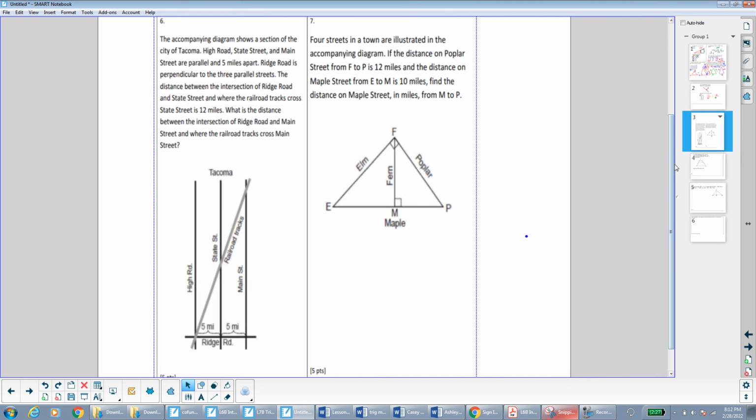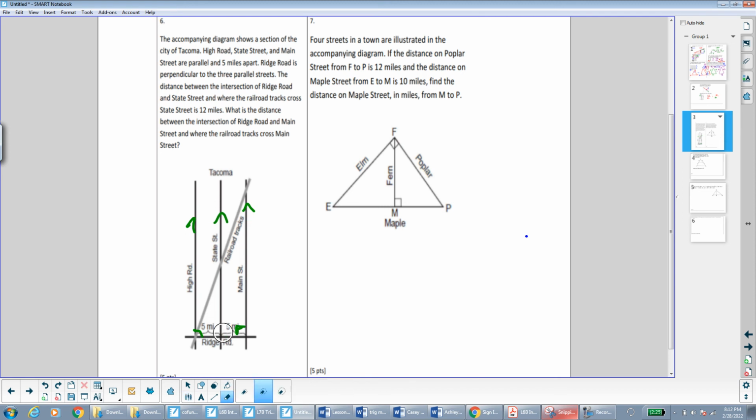Okay. The accompanying diagram shows a section of the city of Tacoma. High Road, State Street, and Main Street are parallel and 5 miles apart. So the 5 is already here, and I can just put in that all the roads are parallel to each other. The Ridge Road is perpendicular to the 3 parallel streets. So here's Ridge Road, and it's perpendicular to each of the 3 streets. Okay.